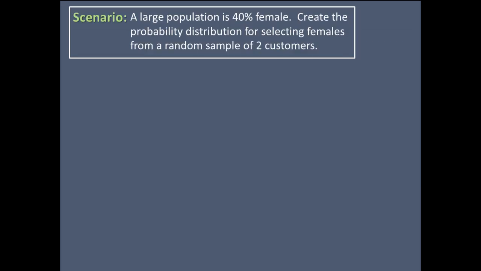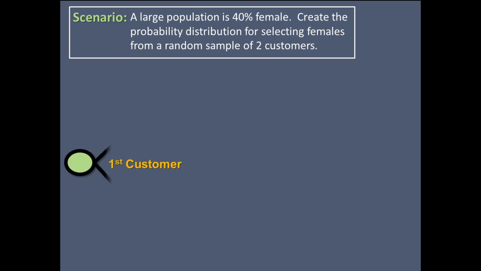Now we're going to look at how we would go about creating a probability distribution. So here's our scenario. We have a large population that is 40% female, and we want to create the probability distribution for selecting females from a random sample of 2 customers. And we'll use a tree diagram here to get us started.